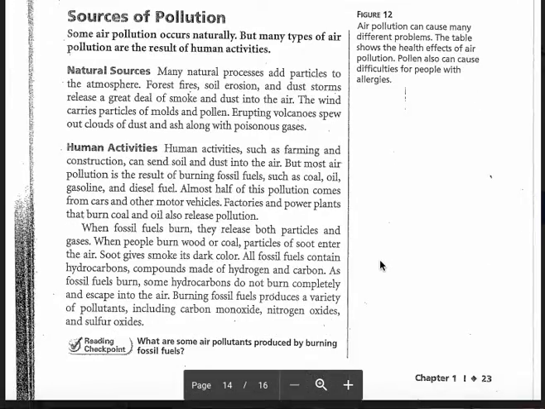Sources of pollution. Some air pollution occurs naturally, but many types of air pollution are the result of human activities. Many natural processes add particles to the atmosphere. Forest fires, soil erosion, and dust storms release dust into the air. The wind carries particles of mold and pollen. Erupting volcanoes spew out clouds of dust and ash along with poisonous gases. So these are all natural sources of pollution.